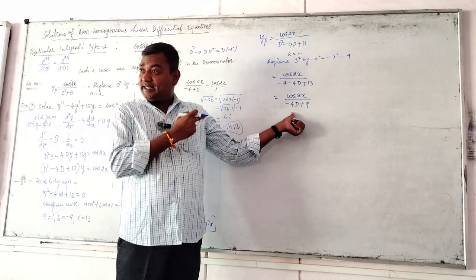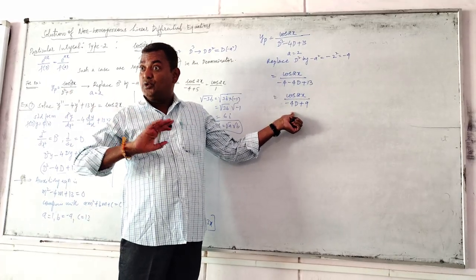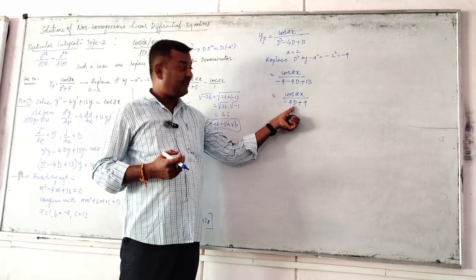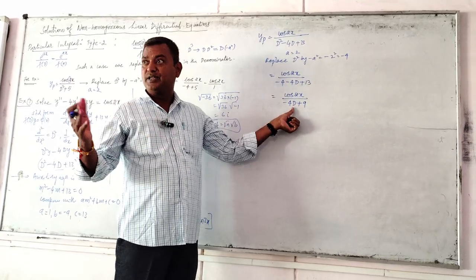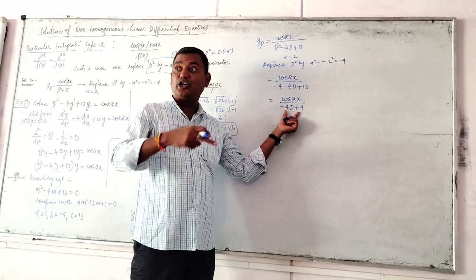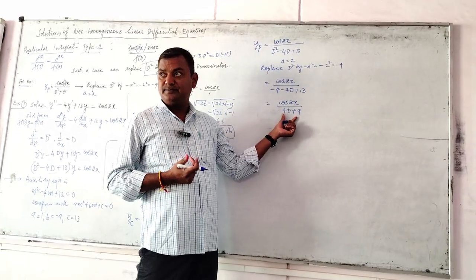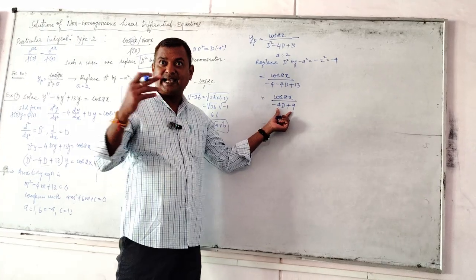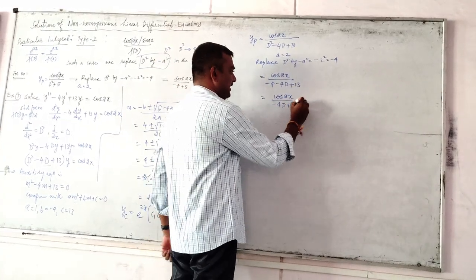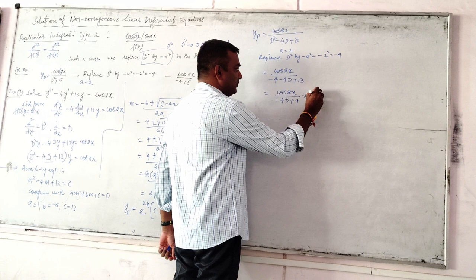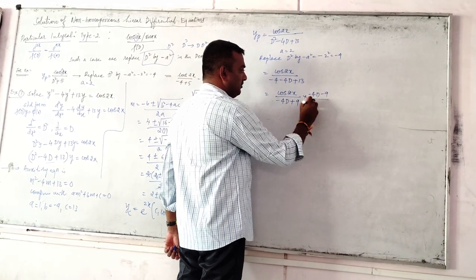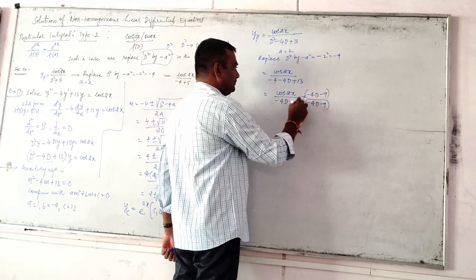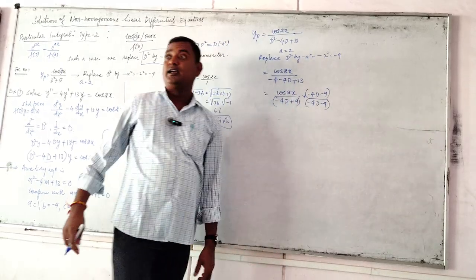Still d appears in the denominator. There is no d at all in the final solution. So to remove this d, I am going to rationalize the denominator. What am I doing? Rationalization. What is the rationalization here? This is minus 4d minus 9. Just multiply and divide by minus 4d minus 9.